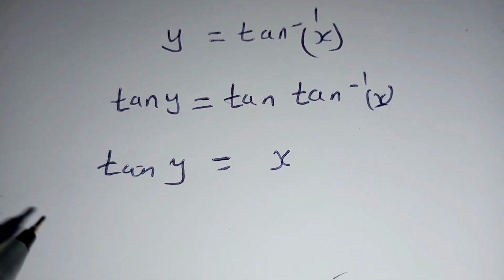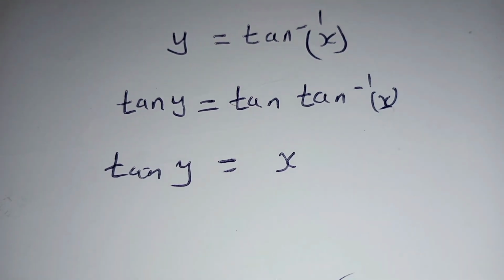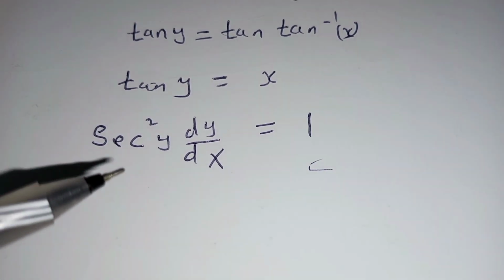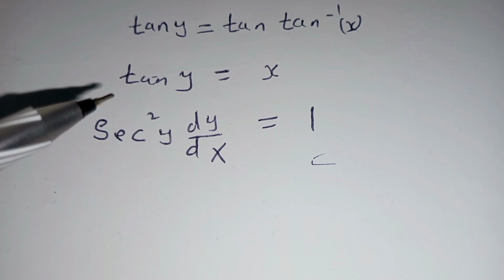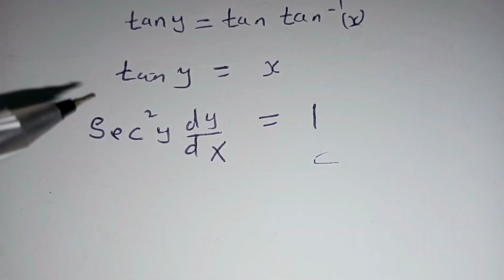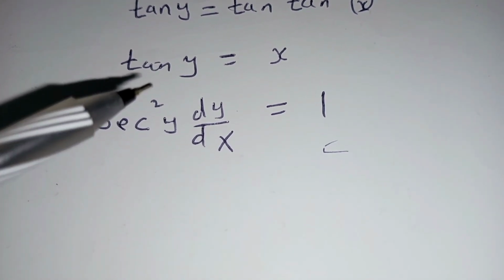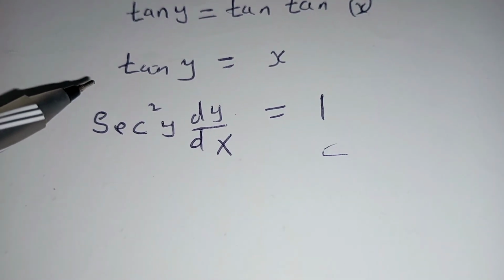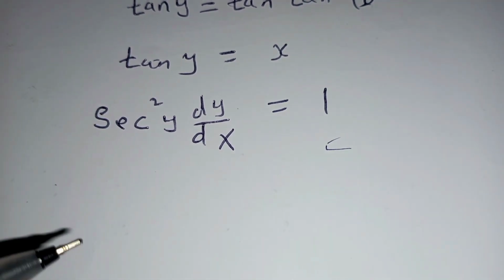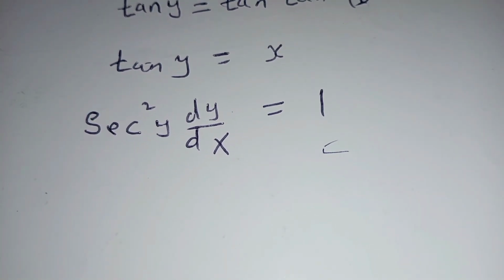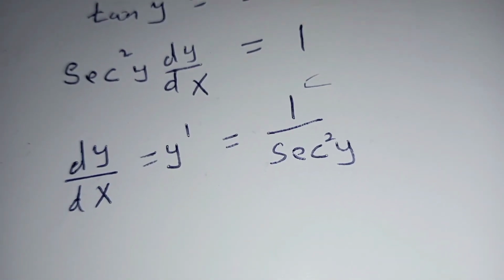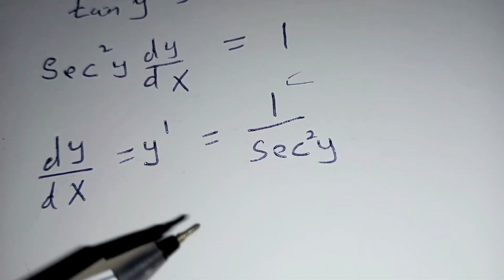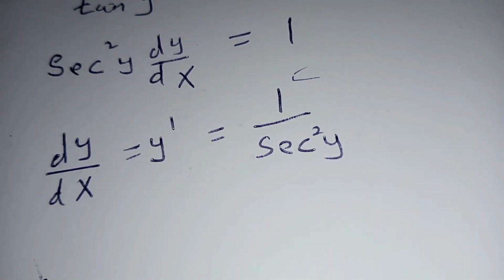Then we differentiate both sides with respect to x to obtain the following. After differentiating, on the left you shall have sec squared of y. Note that the derivative of tan is sec squared. Now because we are differentiating with respect to x, we multiply by dy over dx because this is implicit differentiation. Then we divide both sides by sec squared of y to obtain dy over dx, or y prime, is equal to 1 divided by sec squared of y.